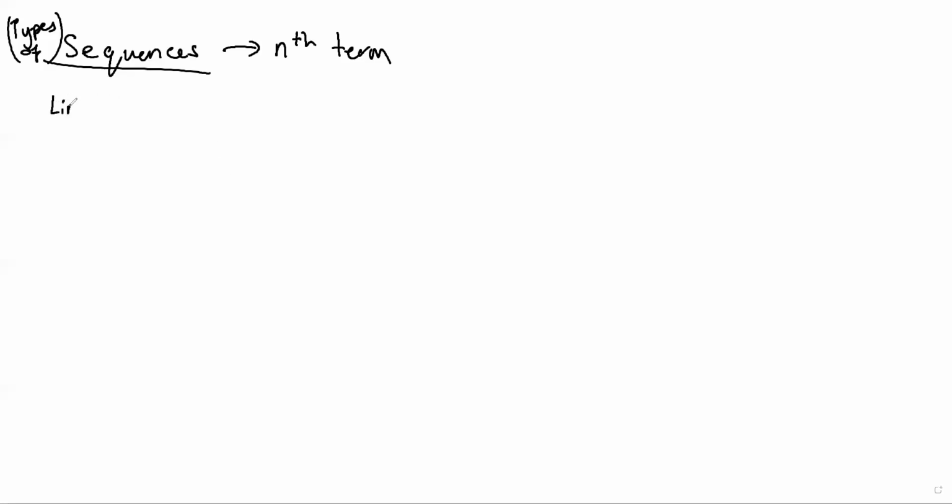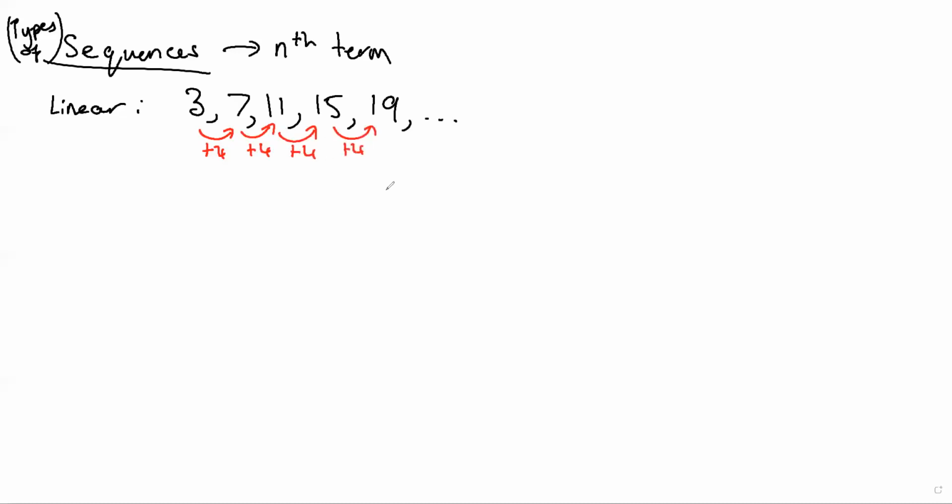So first off, we have linear sequences. Linear sequences are your most basic type of sequence that we'll be learning about, which is when you have numbers that go up with a common difference. There's a common difference here, which is that each term in the sequence is increasing by 4. We say the common difference is equal to 4.